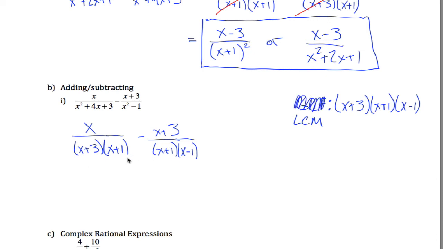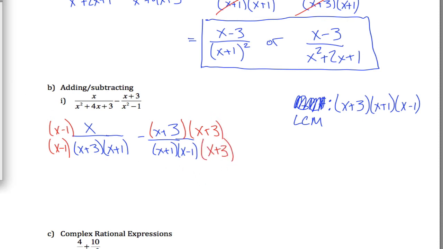So that's what I need to make both of these denominators: x plus 3 times x plus 1 times x minus 1. This one's missing the x minus 1, so I'm going to multiply the top and the bottom of this fraction by x minus 1. Note that I do it to the top and the bottom, so I'm not changing any values. It's like my trick of 1/2 being the same as 3/6. That's what I'm doing over here. Over here, I'm missing an x plus 3, so I better multiply the top and the bottom by x plus 3.